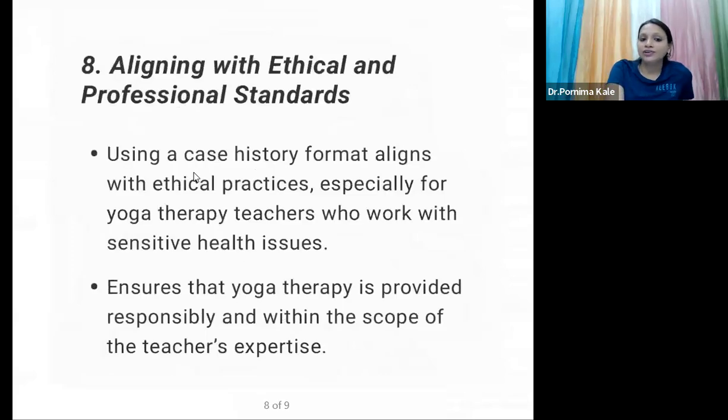Again, the case history format aligns with ethical practices, especially for a yoga therapy teacher who works with sensitive health issues. Definitely, look, a depression patient, an anxiety patient, they don't want to share with anyone. When you take a detailed case history, they can share all these points with you, and you will keep this as a secret for them. So that is the ethical practice of yoga. You will not share anything personal about that patient with anyone else.